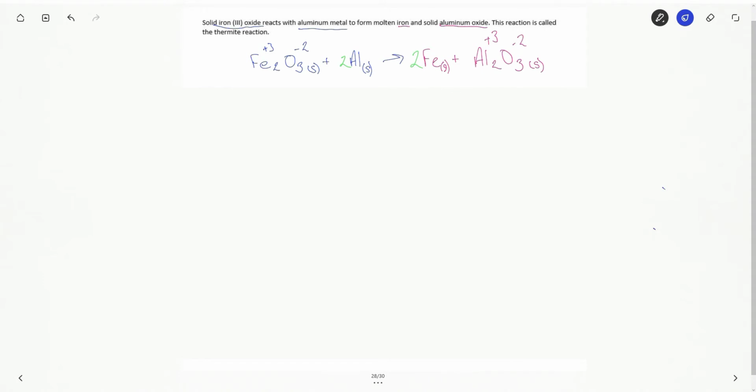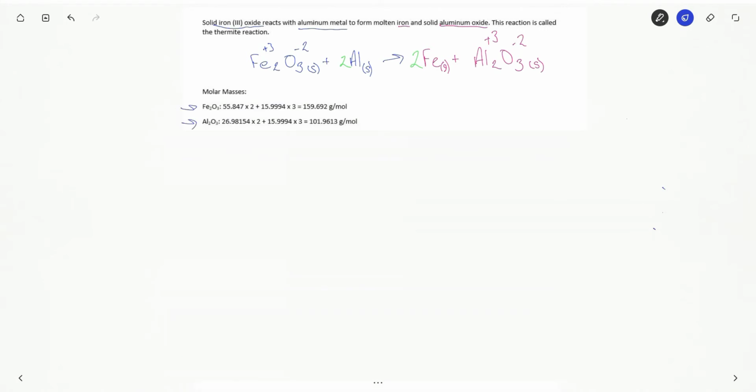Now that I have my balanced chemical equation, I'm going to go ahead and calculate some molar masses just so I have them ready to go. So I'm going to calculate molar masses for iron oxide and aluminum oxide, because obviously the iron and the aluminum I can just get from the periodic table. And here they are.